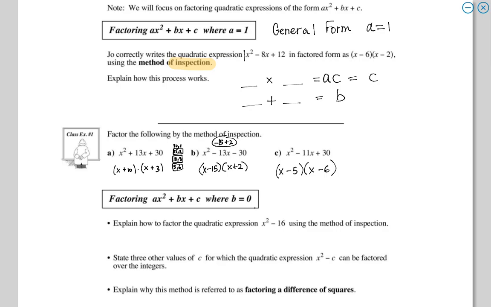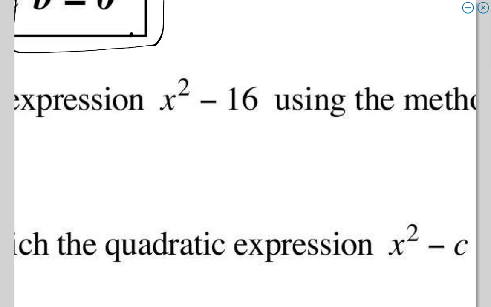At the bottom of this page, they're going to give you the difference of squares. This is just a special case of the inspection, but the b value is 0. So the two factors have to add up to 0. So let's take a look at this one here. What two numbers multiply to negative 16 and add to 0? Yeah, negative 4 and plus 4.